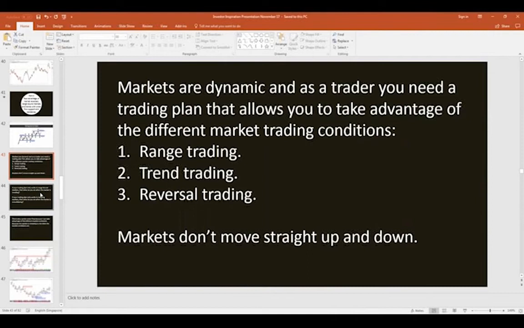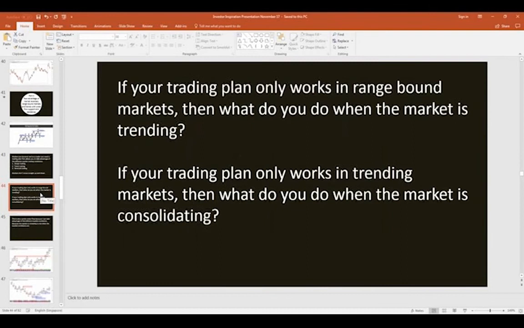So, to me, there are 3 different types of trading opportunities, and you should have a way to take advantage of each of them. Because if you're just focusing on range-bound markets, then what are you doing when the market's trending? You're losing, because every time you try to sell, the market keeps going higher, you're getting stopped out, right? So you should have a way to take advantage of when the market's in a range-bound situation.